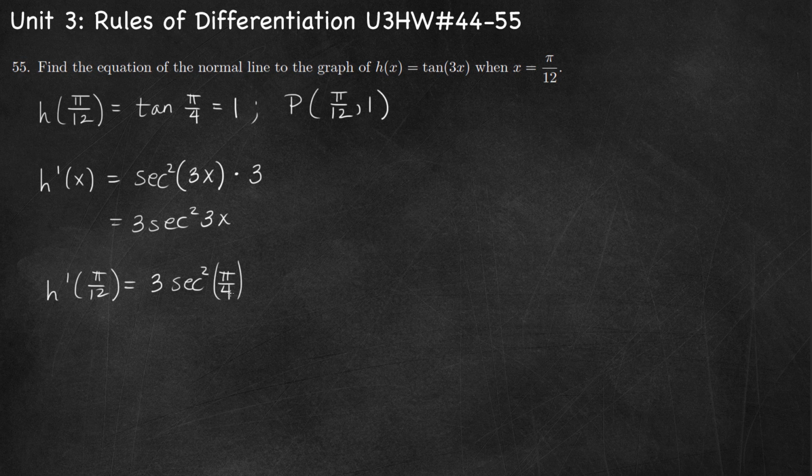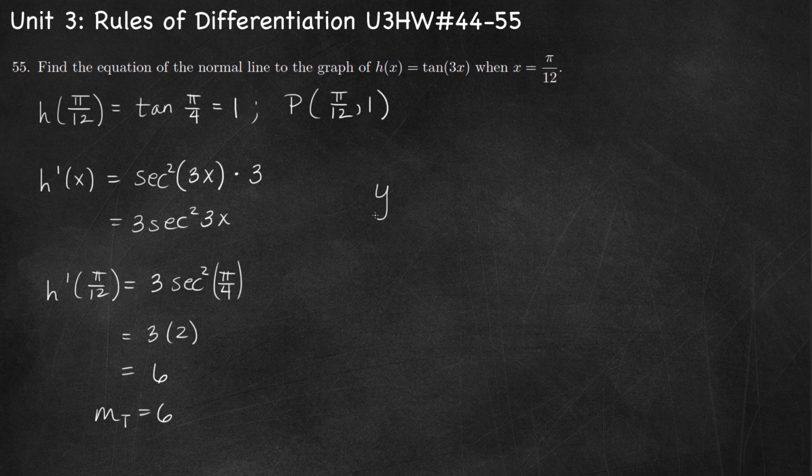The secant of pi over 4 is the reciprocal of cosine pi over 4. Cosine of pi over 4 is 1 over root 2, the reciprocal of that is root 2. So the secant of pi over 4 is root 2, and we're going to square that. When you square root 2, you just get 2. So it's 3 times 2, or 6. Okay, so that's the slope of my tangent line is 6.